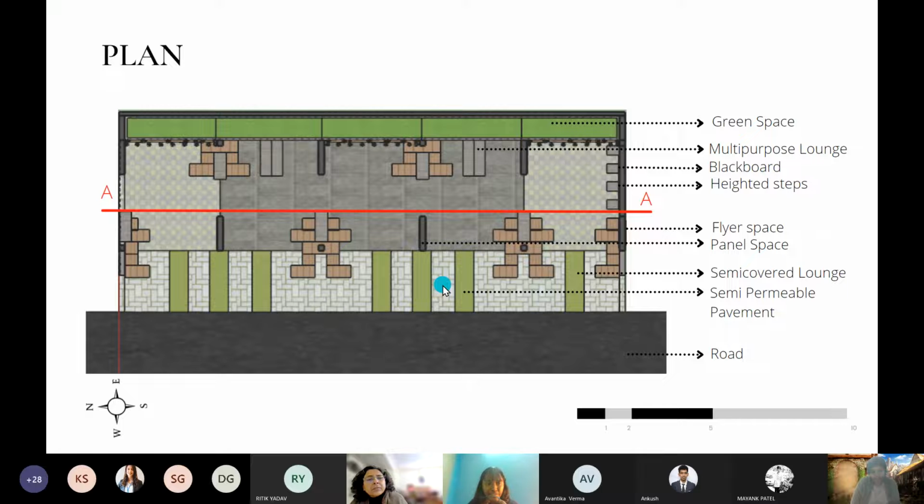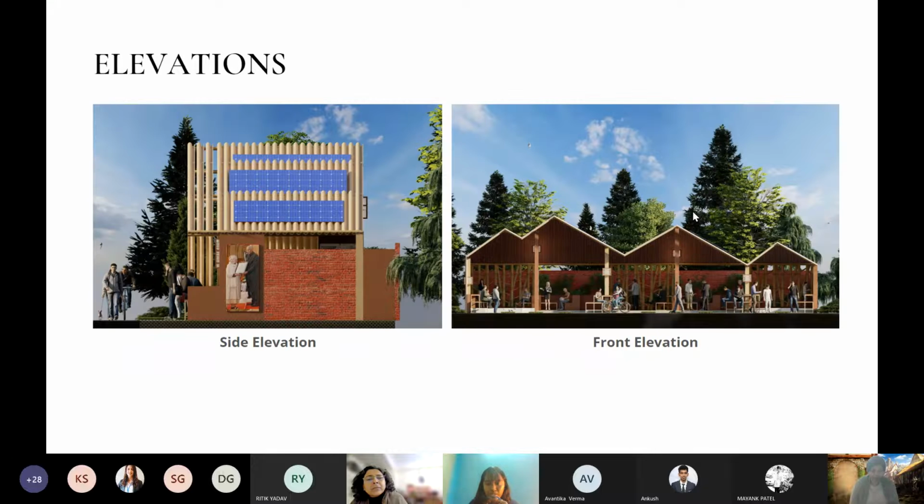This is the plan of our design with the various features mentioned before. And these are the elevations. As you can see in the side elevation, we have this flyer space. This flyer will be visible when a person is walking from the Vigyan Kunj hostel. This flyer could tell people about what exhibition is happening. That's why we have put it there.